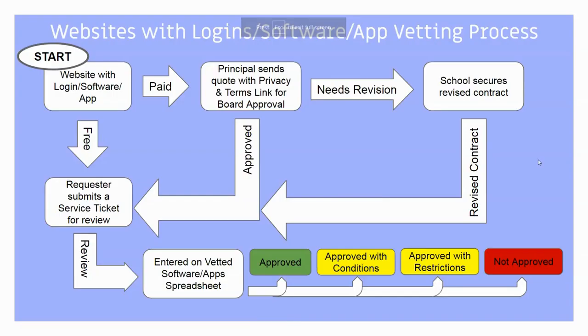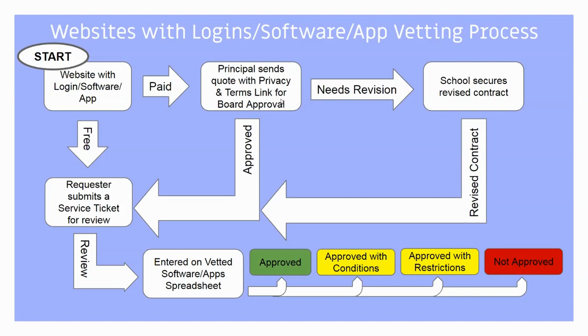As I mentioned, if you find something that you're using or your school is using that is not on that list, then this is the process that we go through in our district to make sure that we are in compliance with the federal, state, and our district policies. So if we start in the upper left-hand corner with the website that requires a login, the software, or the app, there's two things that we have to determine. Is this a free item or is this paid? If it's paid, we have to move to the next step, where a principal sends the quote or a contract with the privacy policy and the terms of use link for board approval.